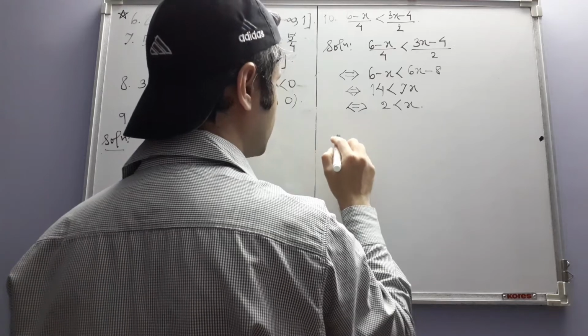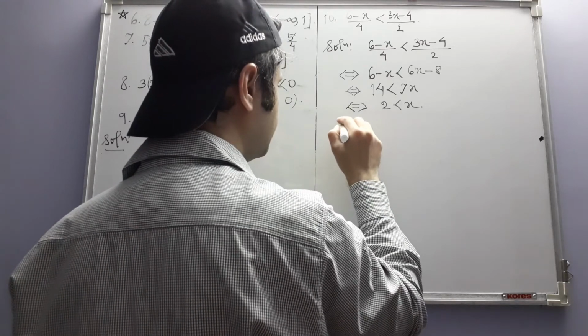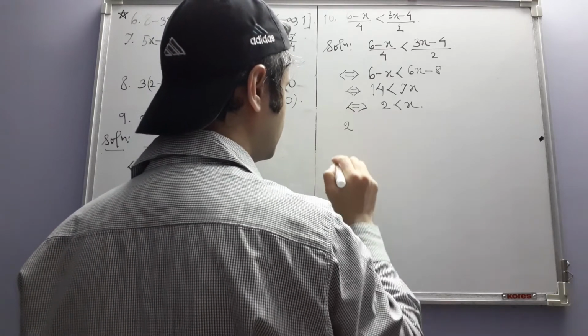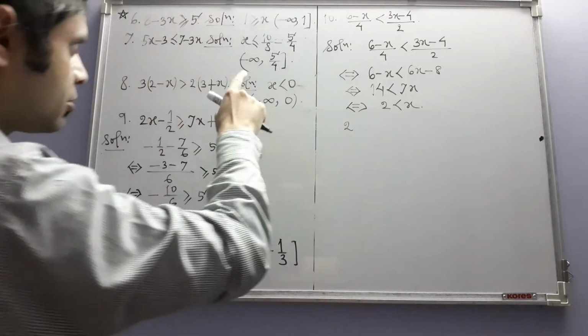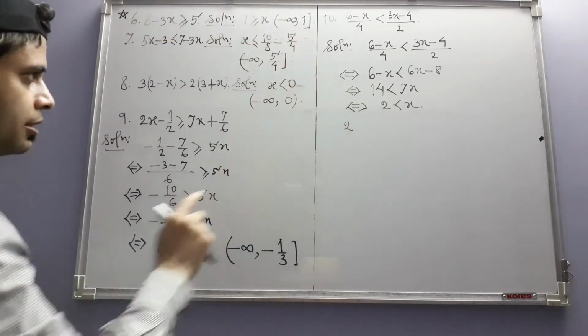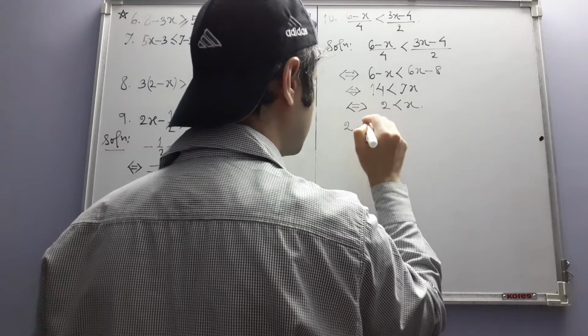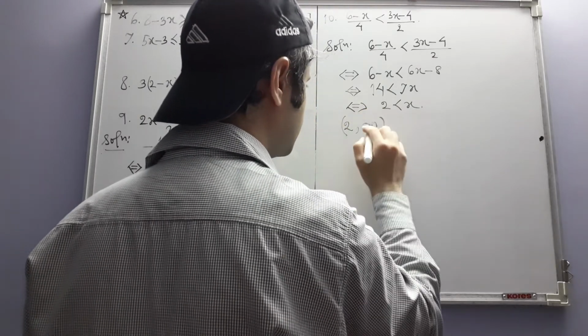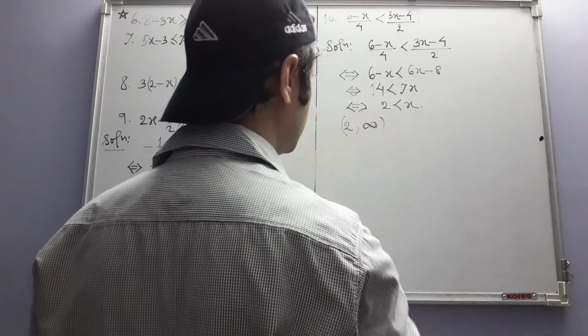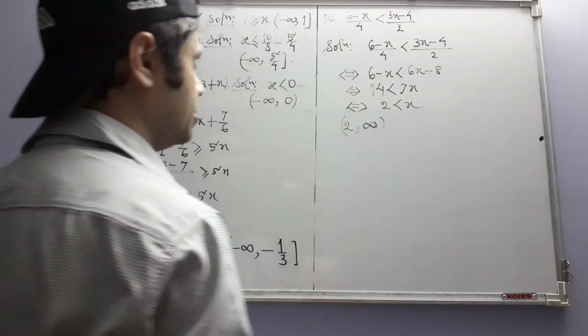So in this case the solution set is slightly different. It has a left boundary. All these solution sets had right boundary points. So it's this open ray (2, infinity).